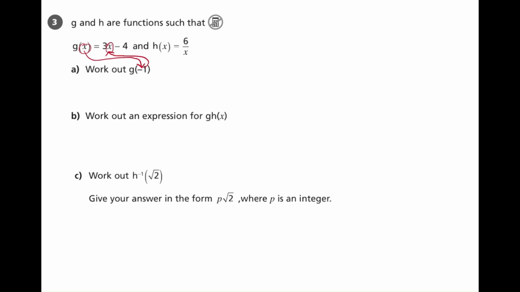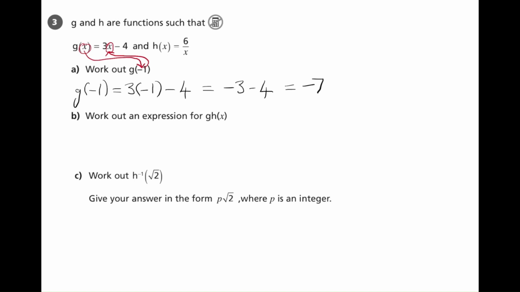So our answer, g of minus 1, will be 3x, which is now 3 multiplied by negative 1, and then subtract 4. 3 multiplied by negative 1 is negative 3, subtract 4 gives us the answer negative 7.